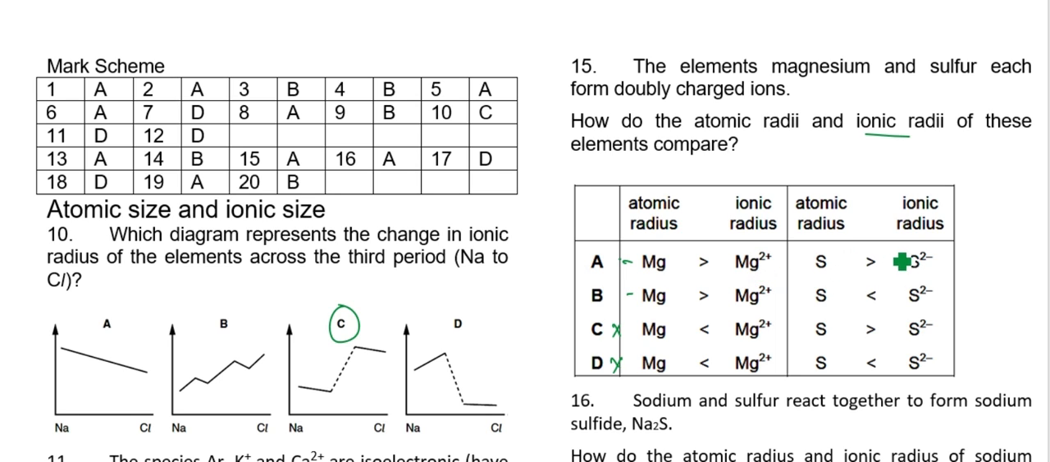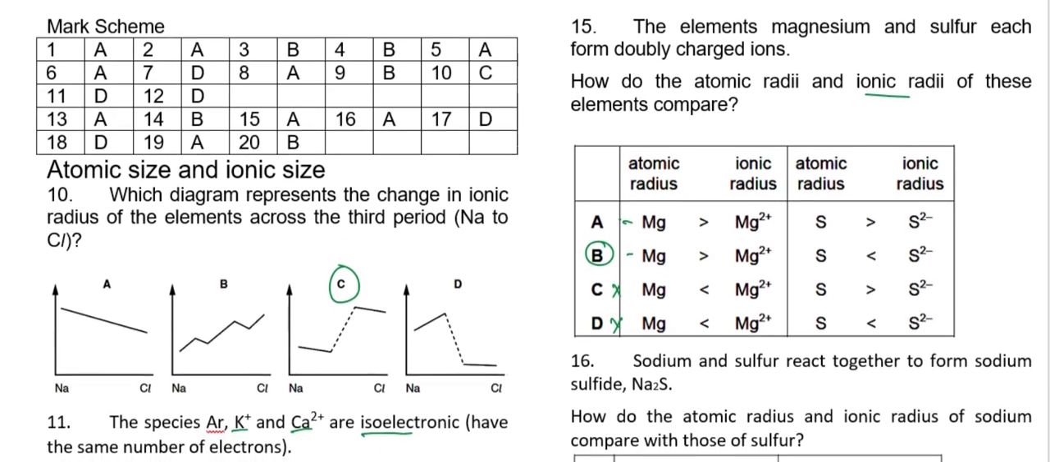Whereas when anions are formed, they gain electrons and their size increases compared to their parent atom. So the sulfur atom has a smaller size than its sulfide ion. So B will be the right choice.